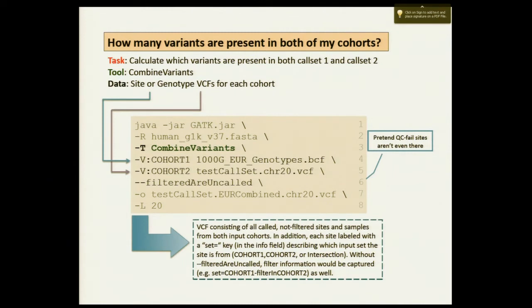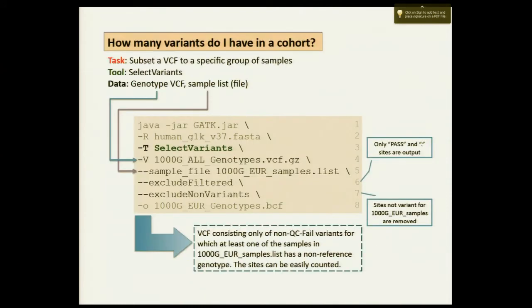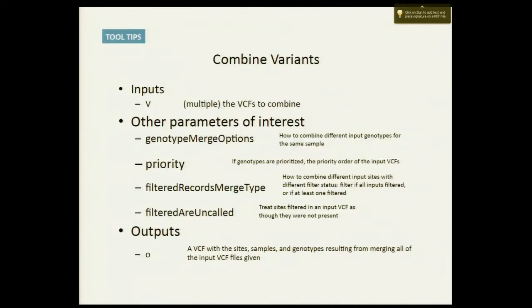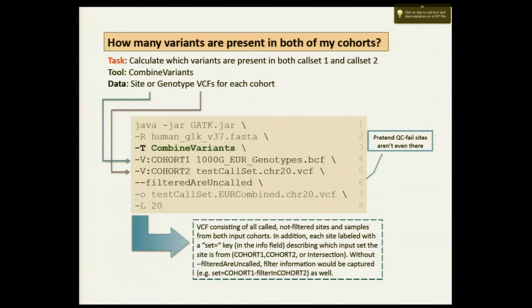All right, so now let's say I want to actually combine. I want to see what sites are potentially unique to my other cohort here. So I have this 1,000 Genomes European dataset that I just generated using select variants from the full 1,000 Genomes project. And I want to say, how many more variants do I get if I include this second cohort? I'm just going to use combined variants for this. We have a tool. And again, it's just 2 -v's and a -o. And I say, anything that's been filtered, I don't even want to see. Pretend it's not even called. And then what I get is an output VCF that has all of the called, not filtered sites that come from one or both of these cohorts.